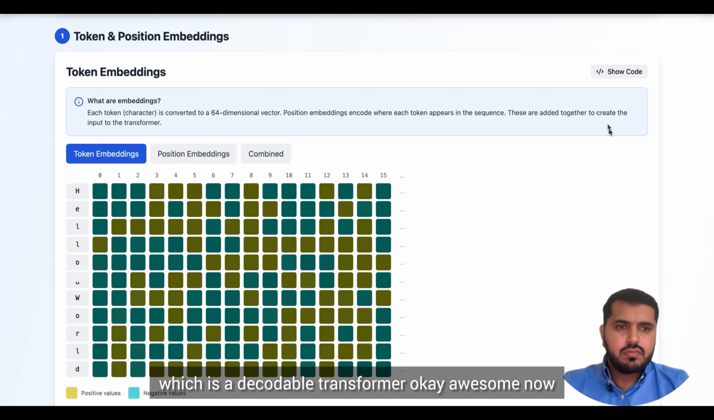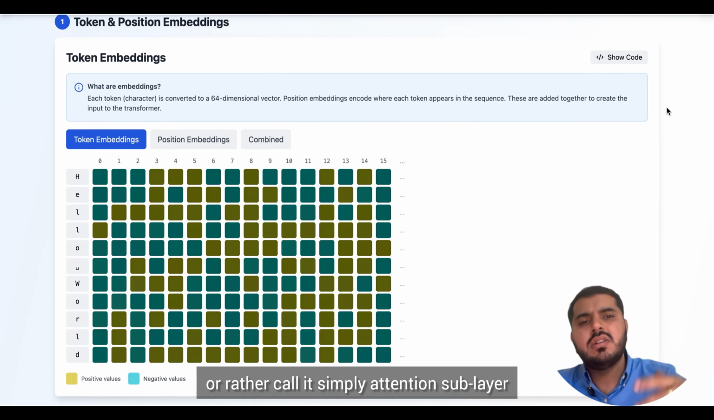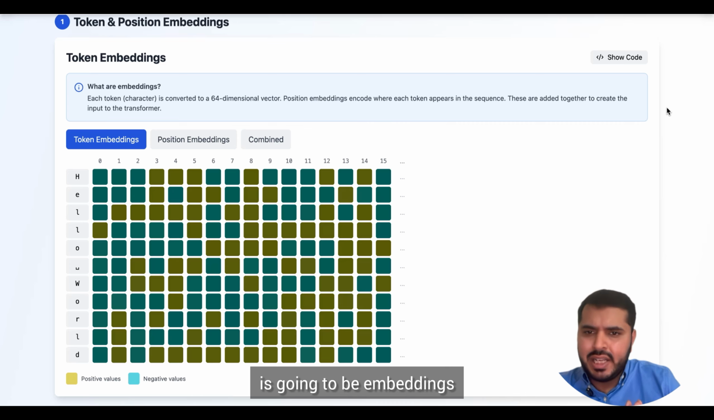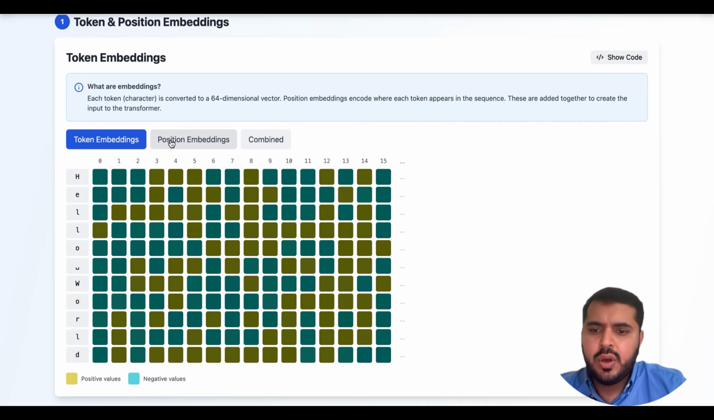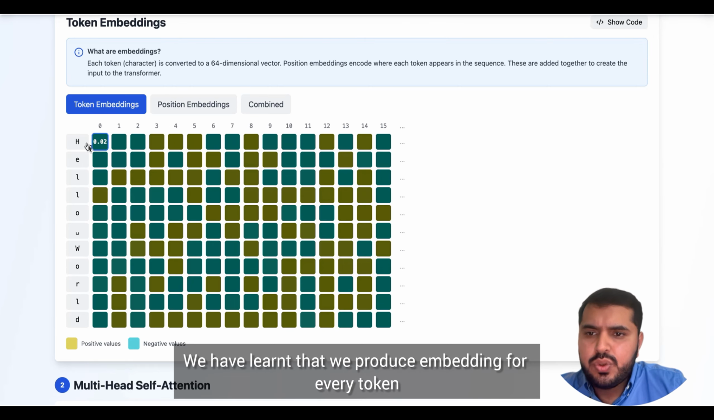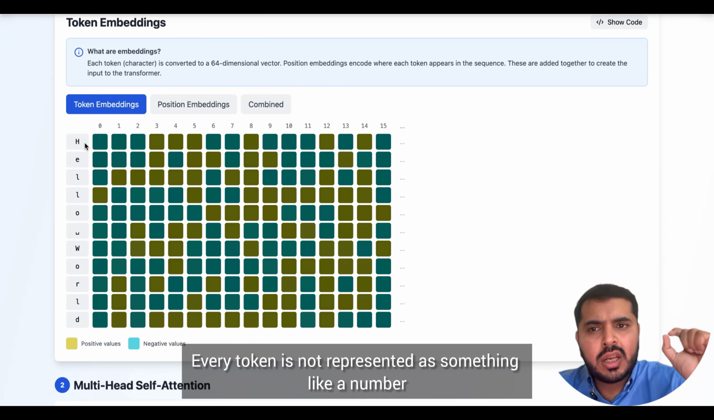Okay, awesome. Now, since we know that the input to the multi-head attention block, or rather simply the attention sublayer, is going to be embeddings, which embeddings? Token embeddings and positional embeddings. Now we learned that we produce an embedding for every token. Every token is not represented as something like a single number.